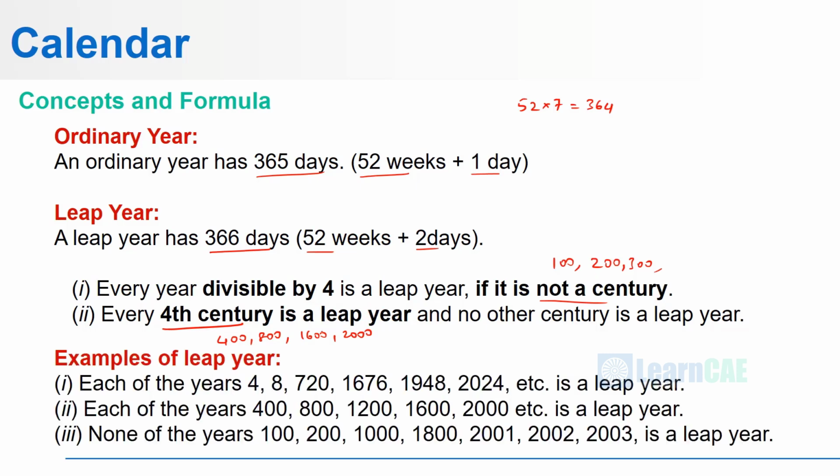Okay. Some examples of leap year. Each of the years 4, 8, 720, 1676, 1948, 2024, etc. is a leap year because these are all divisible by 4. Next, each of the years 400, 800, 1200, 1600, 2000, etc. is a leap year. Next, none of the years 100, 200 or 1000, 1800 or 2001, 2002, 2003 is a leap year. Okay. So the conditions for leap year are it should be divisible by 4 and it should not be a century and every 4th century is also a leap year. These are the conditions for leap year.